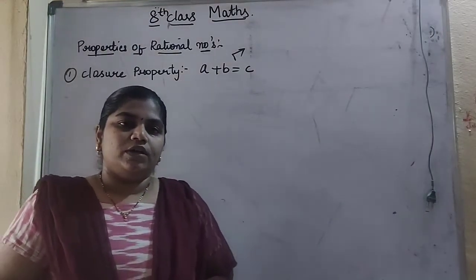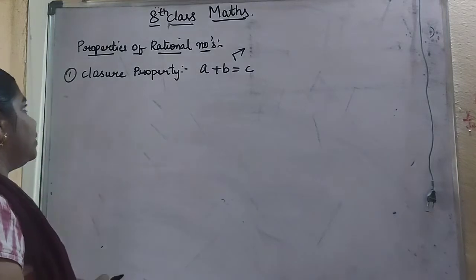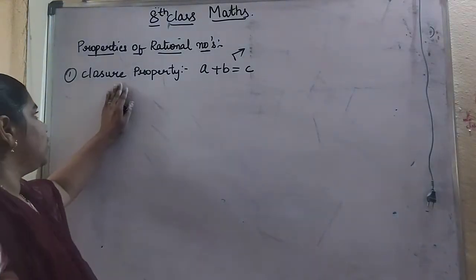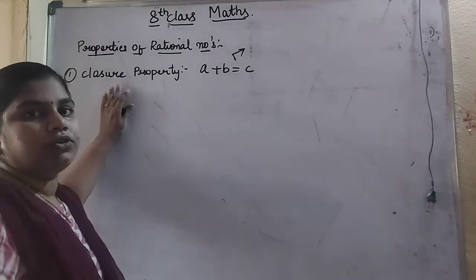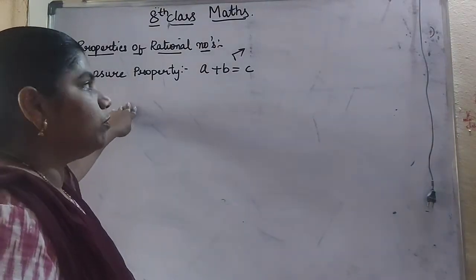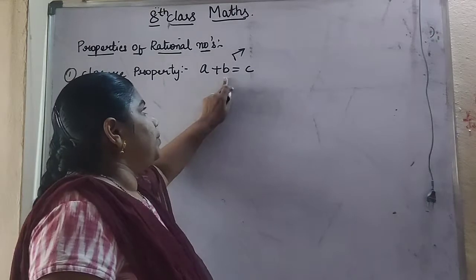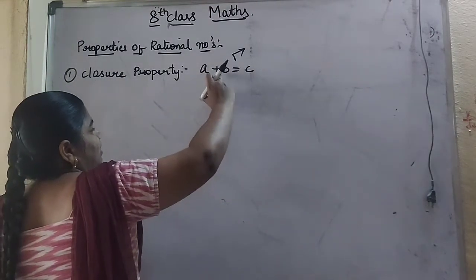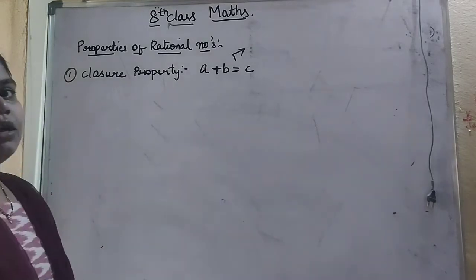Good morning everyone. Today we are discussing the properties of rational numbers. In that, the first one is the closure property. So what is the closure property? What is the general form of the closure property? A plus B should be equal to C. That means if you add any two rational numbers, the result should again be a rational number.